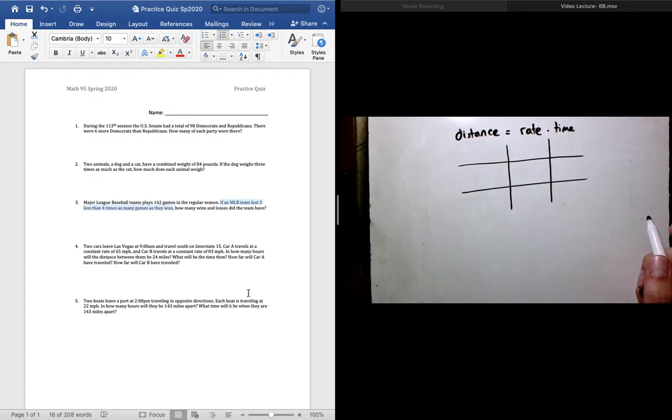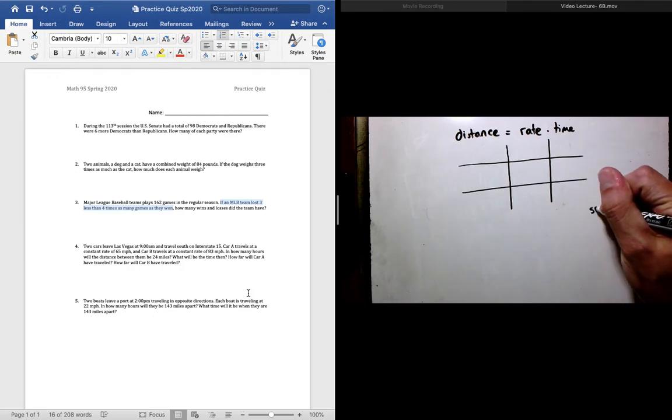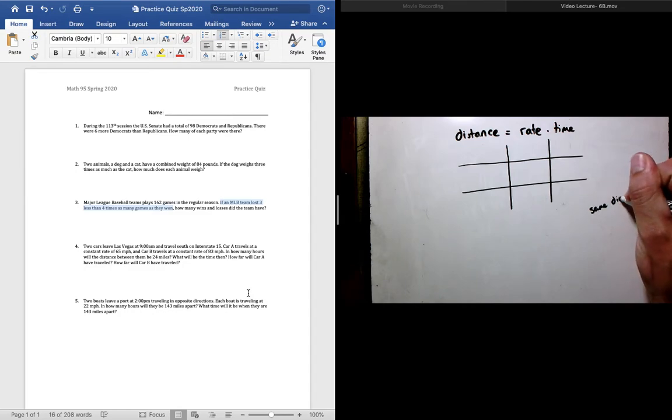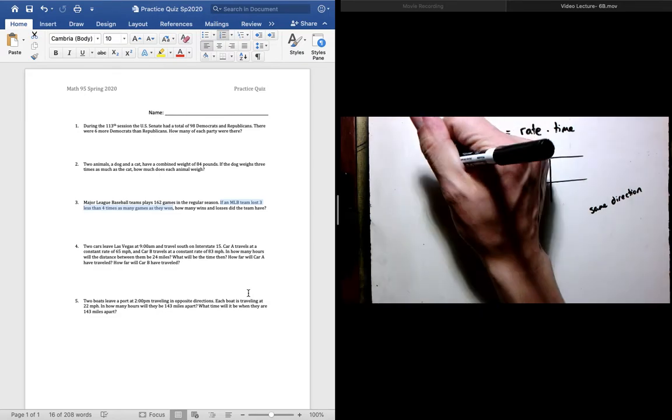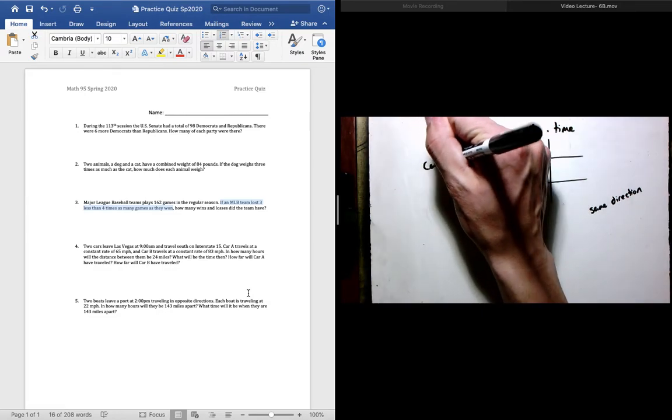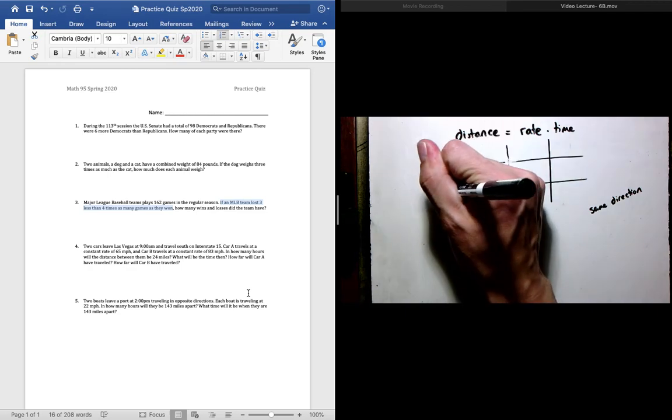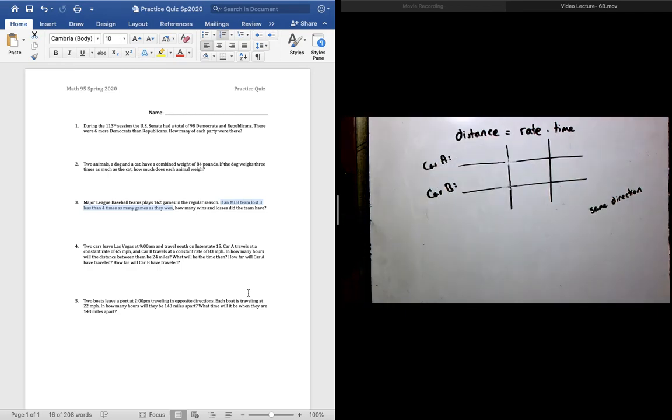It told us two cars leave Las Vegas at 9 o'clock and travel south on I-15. So both cars are heading in the same direction. And we have two cars, car A and car B. So we'll label them on the sides here.